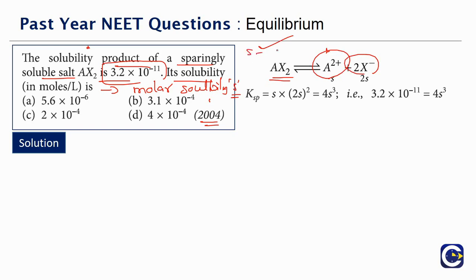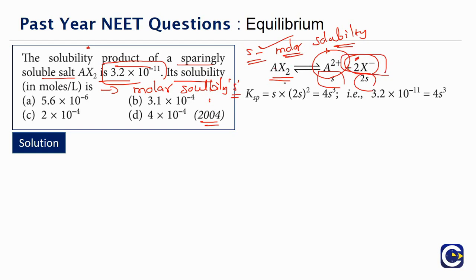So if S is the molar solubility, then as per the equation, every one particle of AX2 is giving us 1 A ion and 2 X minus ions. This means that if S is the molar solubility, these many moles of the salt are getting dissolved per liter. So the concentration of A ions will be equal to S, whereas the concentration of X minus ions will be 2S. Why 2S? Because for every one particle of AX2 we are getting 2 particles of X minus.